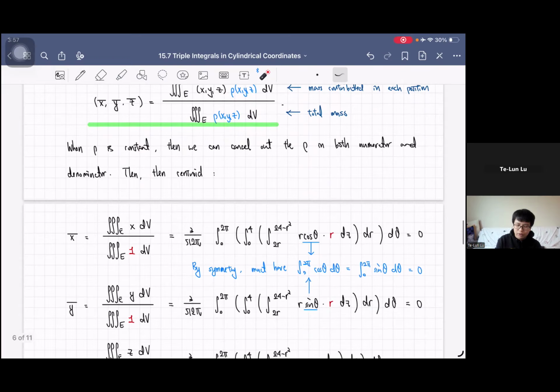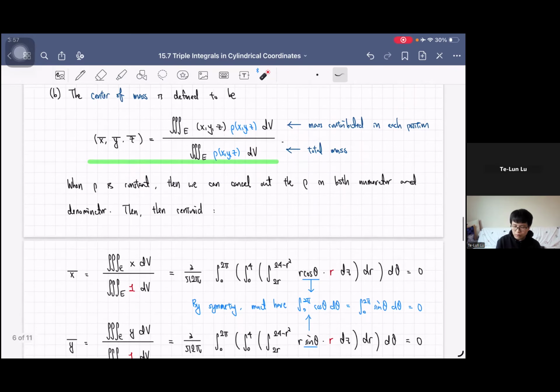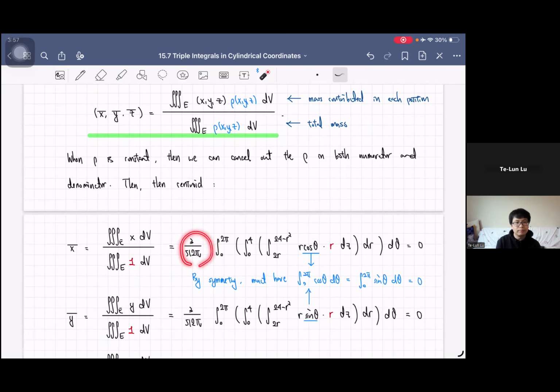Okay, so if that's all, let us do the computation. We already know that the volume is given previously by 5.2 pi divided by 3. So you have that reciprocal here. And the integral here is exactly the same as the previous case. The only difference is that the integrand is x, or r cosine theta, here. So we don't have the 1 there.